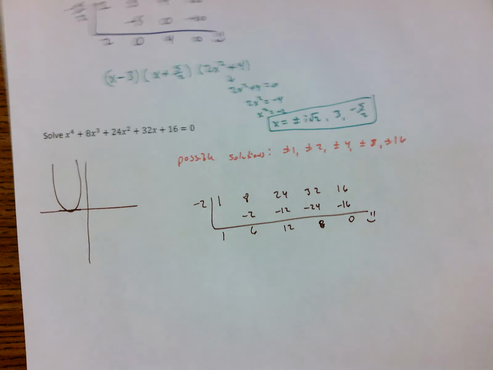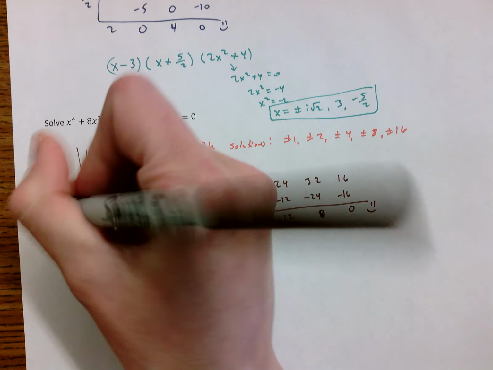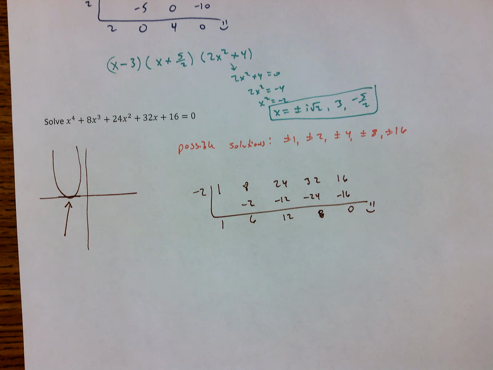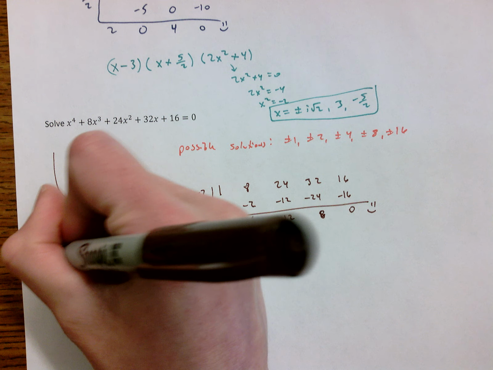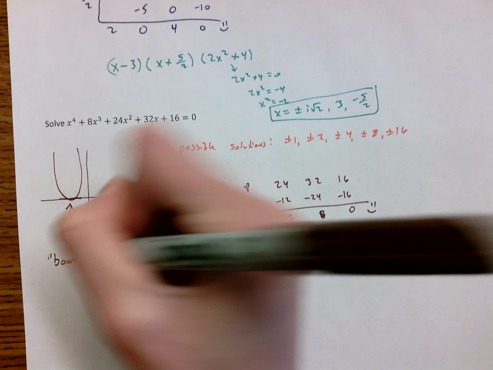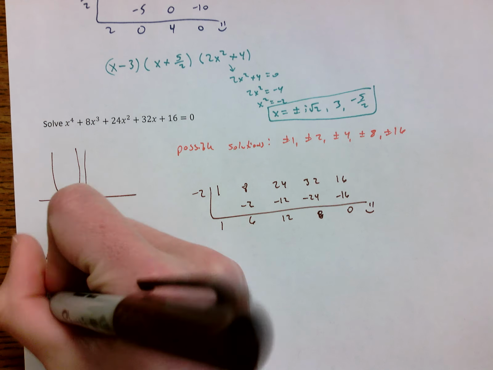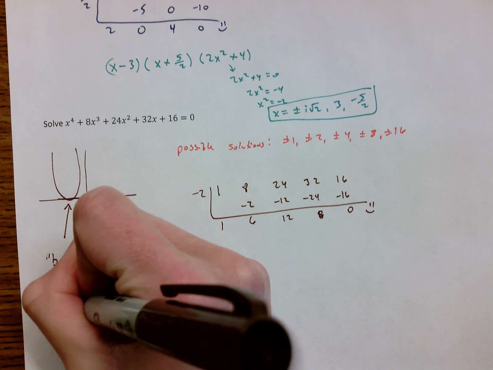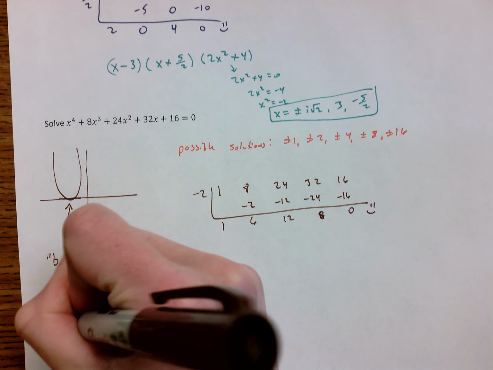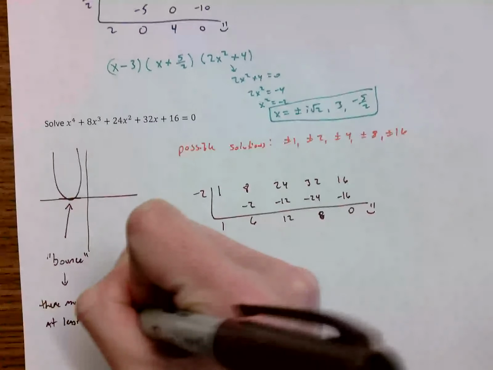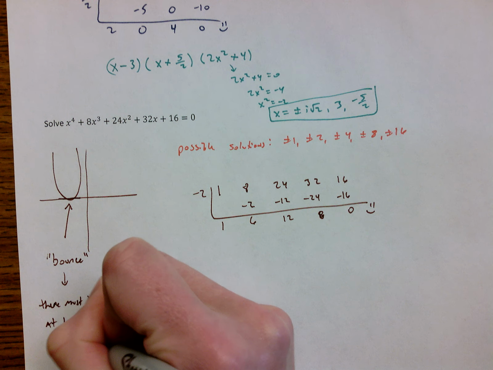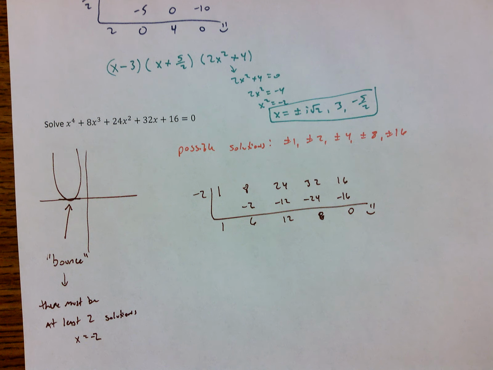Okay. Here's the thing that's special about this one. Because we have this point here where it comes and bounces off, that is a special cue that you need to be aware of. We call that a bounce, and that's literally what people call it in math. So it bounces off the x-axis. And what that tells you is that there must be at least 2 solutions that are x equals -2. So x equals -2 has to be a solution more than once.